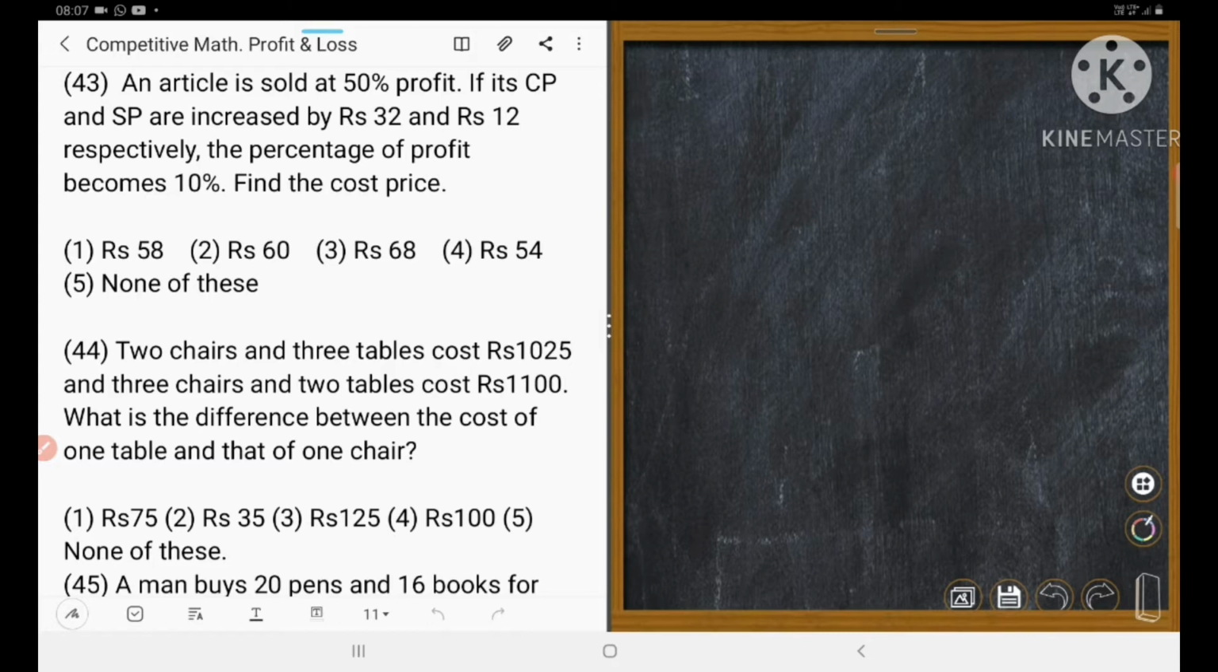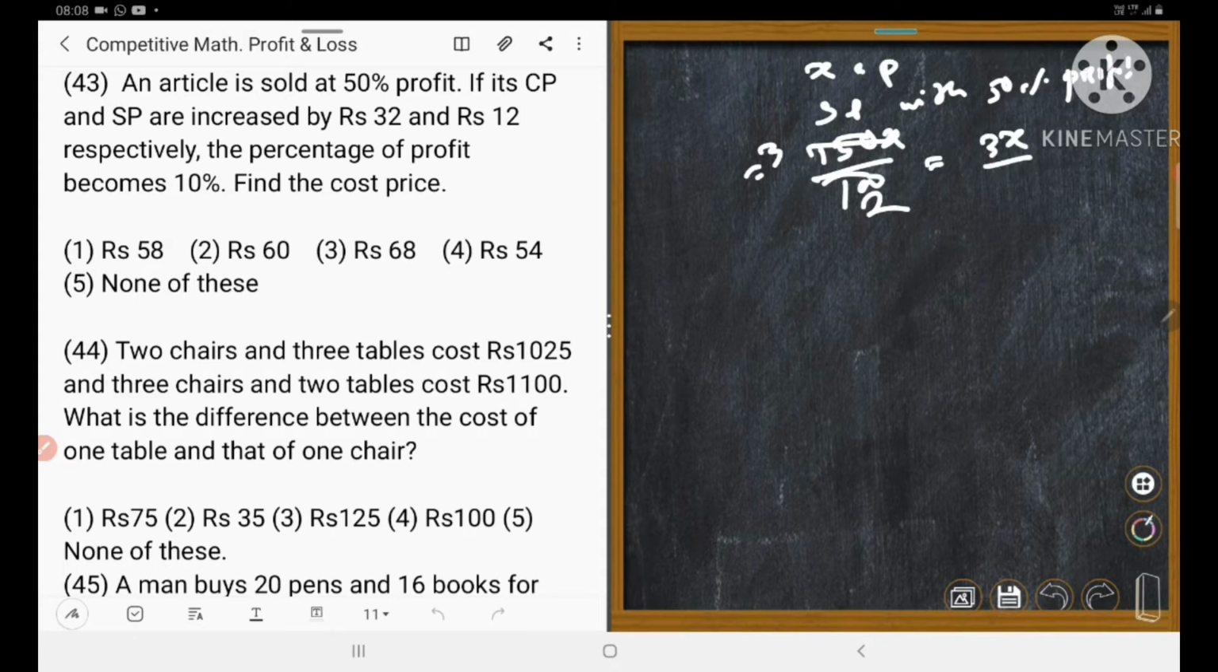So suppose CP is only, let CP be x and 50% profit. That means SP with 50% profit is equal to how many? 150x upon 100. Could you understand? That is 3x upon 2.